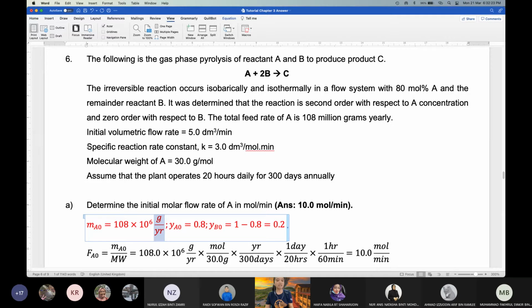Next, they give us the initial volumetric flow rate. This is epsilon naught, 5 dn cube per minute. So we know epsilon naught is 5 dn cube per minute. They give us the K, 3 dn cube per mole minute. In this question, the K is not specified at which temperature.